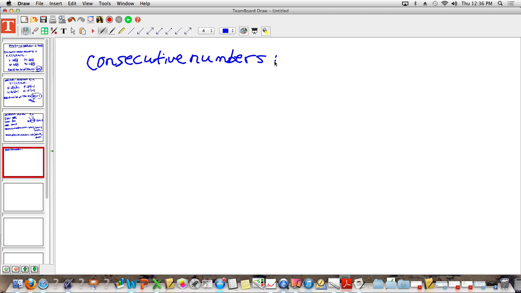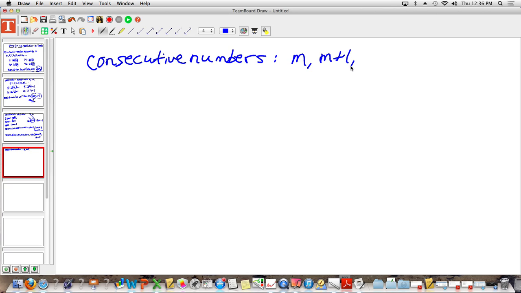What if I said 2m? What does that mean it is? Even. What if I said 2m plus 1? Then it's odd. If it can be either, you just call it m. So consecutive numbers, the first one is m. M plus 1. What's the next number after that? Plus 1.